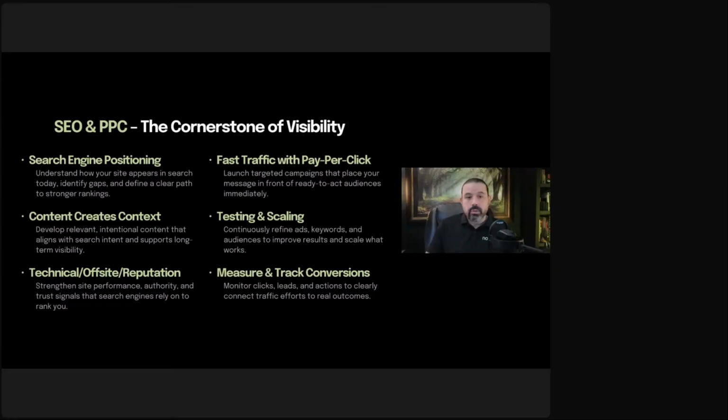And that's whether you're doing PPC with Google or Bing, or whether you're doing it with Facebook, Meta, with that whole universe there. There's other networks as well. LinkedIn has one. YouTube has pay-per-click advertising. So this is a really fast way that you can literally say, I want to pay to get the traffic now. Testing and scaling, making sure that you're constantly refining your ads, refining your keywords and audiences to improve results and scale what works.